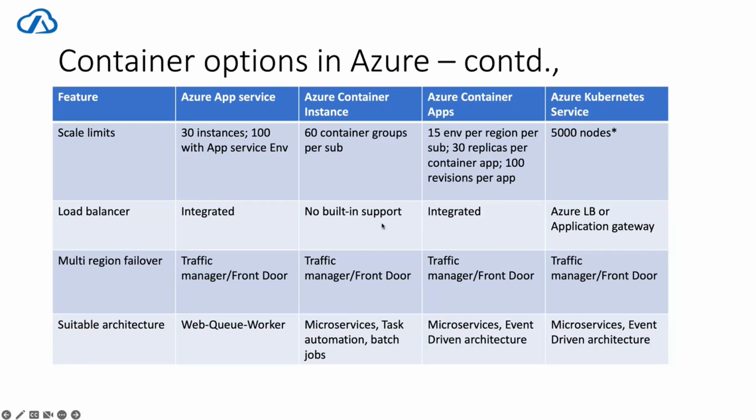Container instance doesn't have it, and container apps also has a built-in load balancer. It also comes up with a fully qualified domain name. And for Azure Kubernetes Service, we need to use either load balancer or an application gateway.